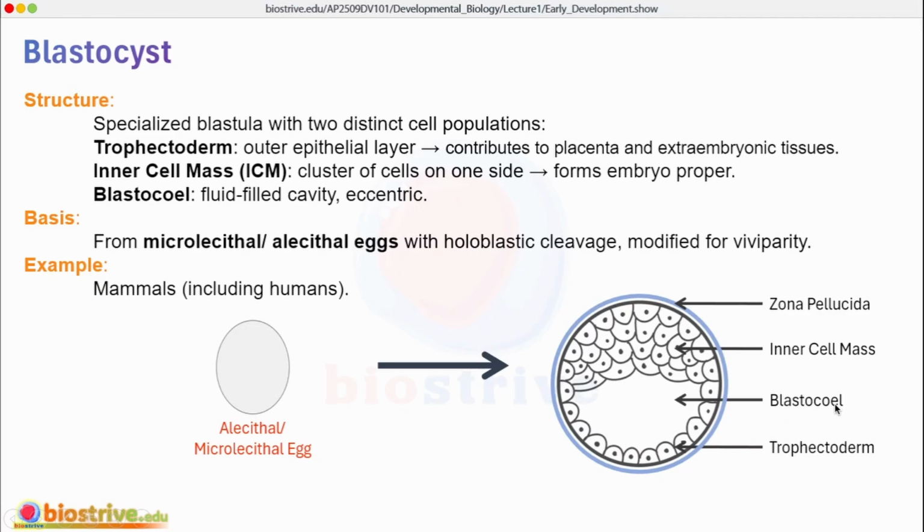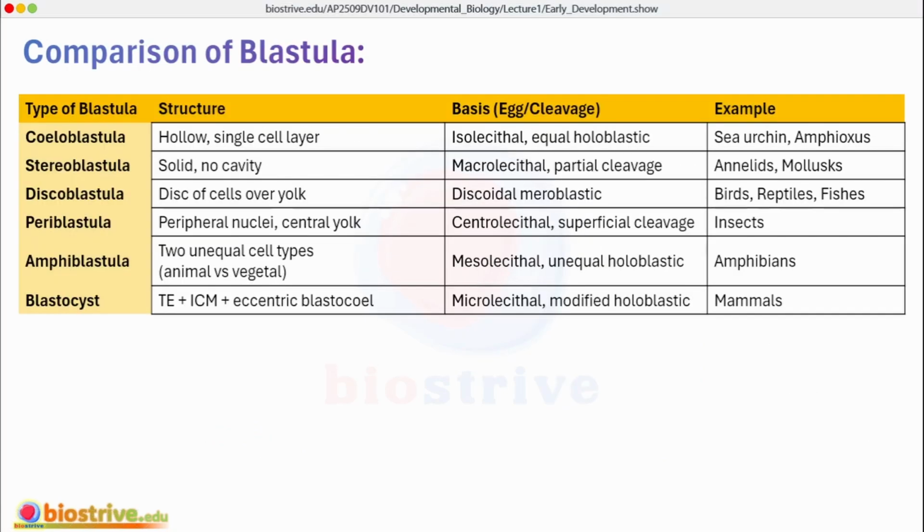So from what type of eggs does this blastocyst form? It is mostly formed from either microlecithal eggs or alecithal eggs. The cleavage is holoblastic, which is complete cleavage, and it is modified for viviparity. That is why there is either a very small amount of yolk, or the yolk is entirely or practically absent. We have a comparative table of different types of blastula, their structure, the basis of their formation, which is the type of egg, and the type of cleavage which results in the formation of such blastula, and specific examples.